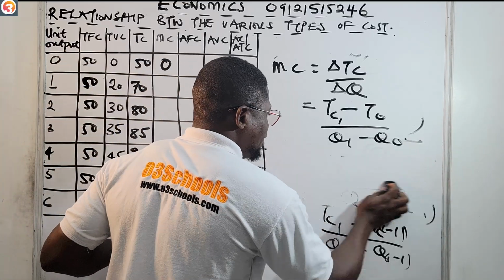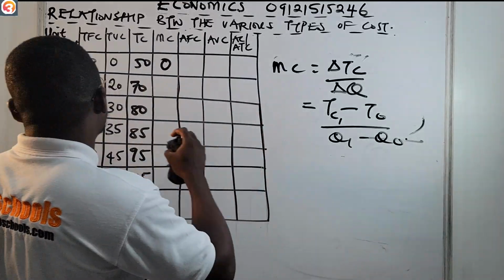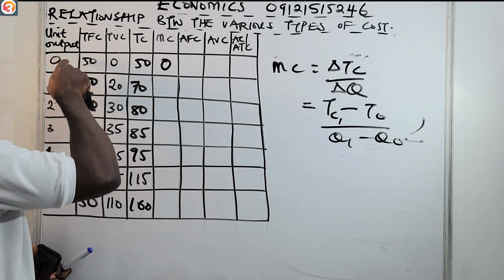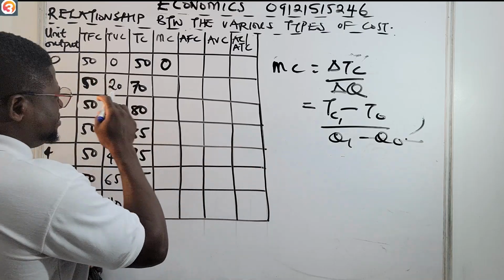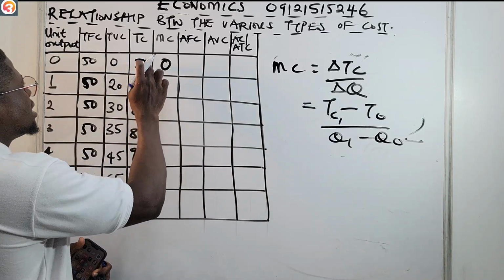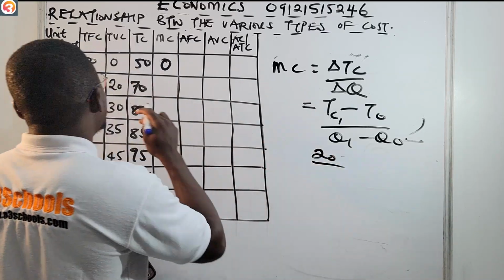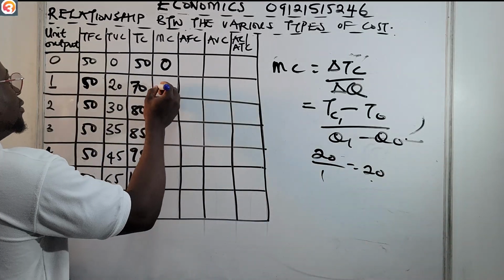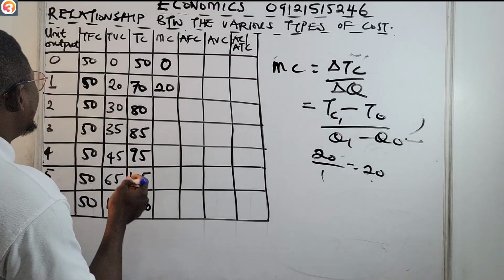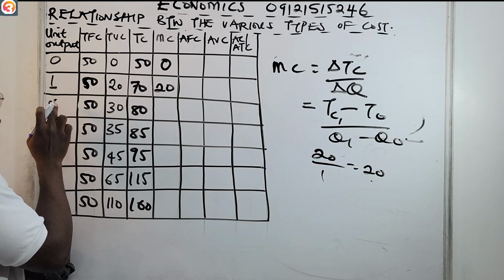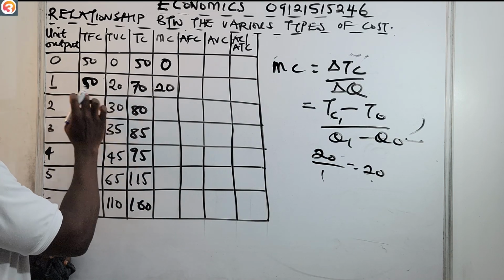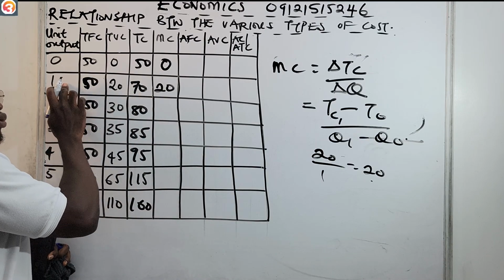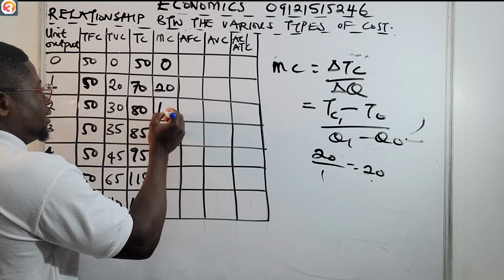If I'm looking for this first level, it's this minus this over this minus this. So 70 minus 50 is 20, over 1 minus 0 is 1. So 20 over 1 is 20. I'm going to have 20 here. For the next level, for 2 units, I'm going to have 2 minus 1 and 80 minus 70. 80 minus 70 is 10, 2 minus 1 is 1, 10 over 1 is 10.